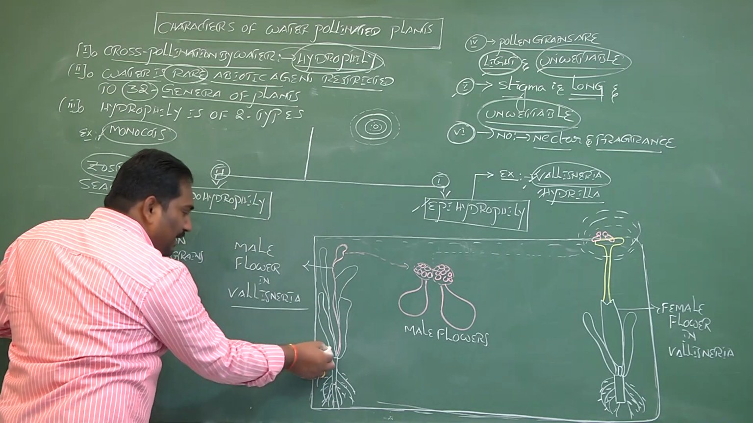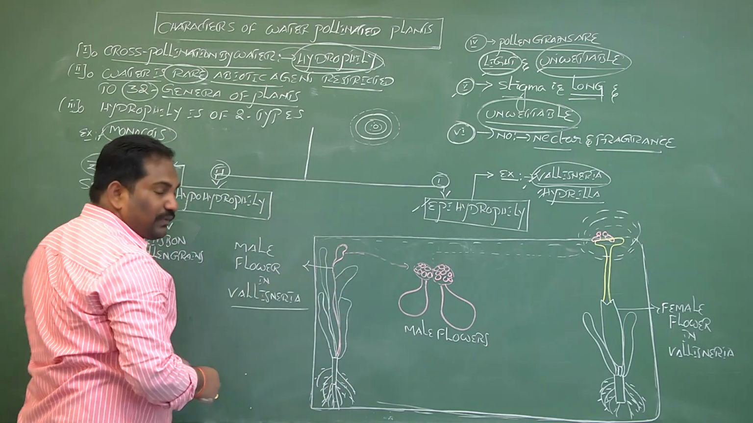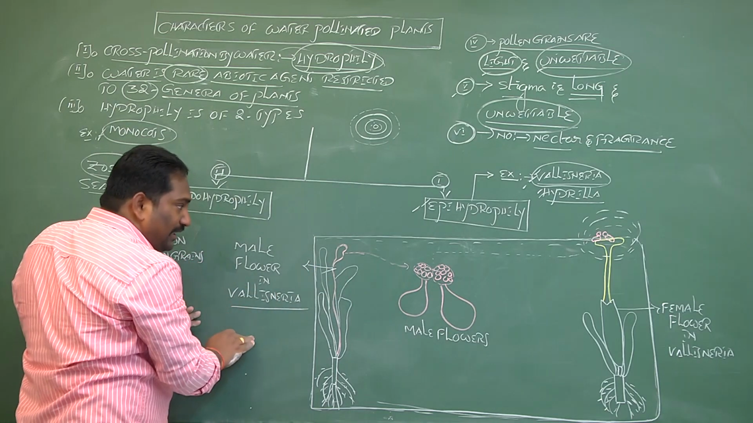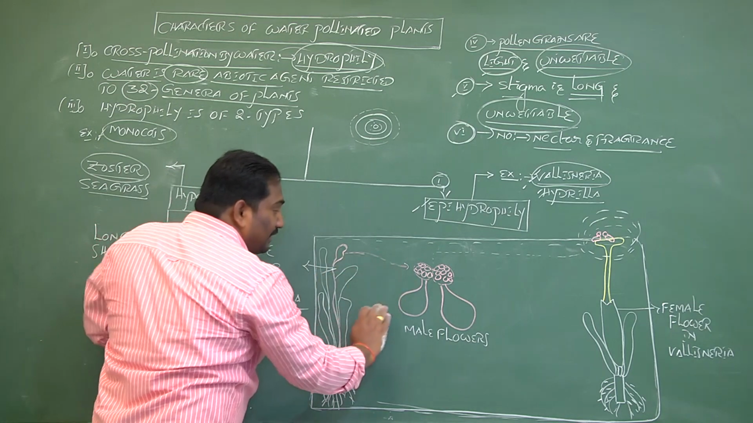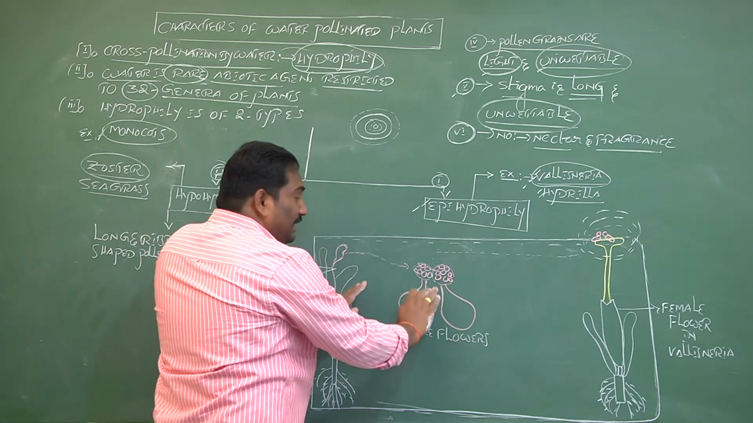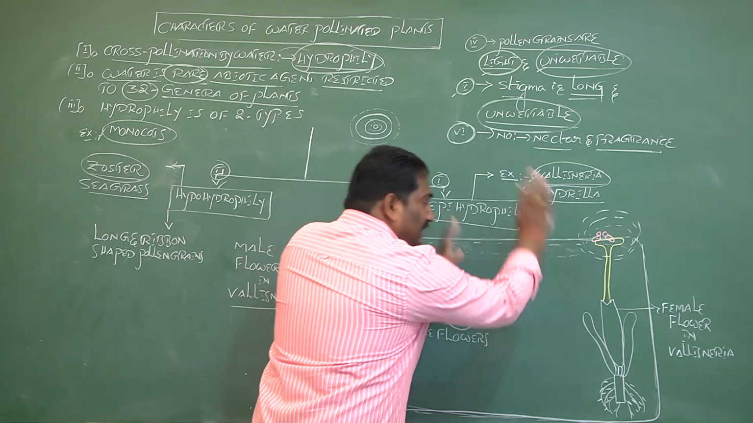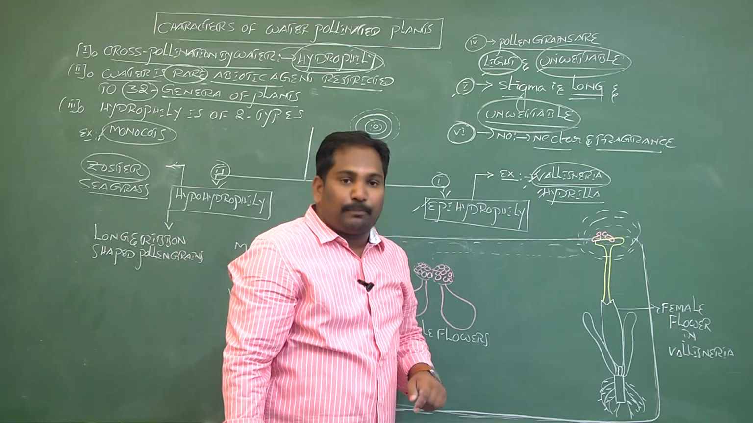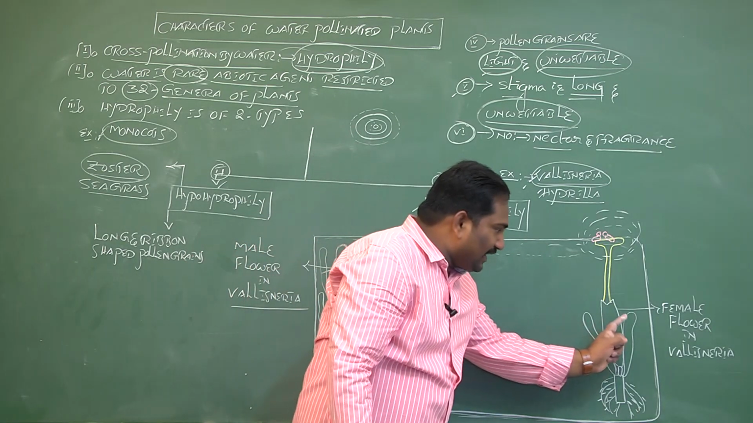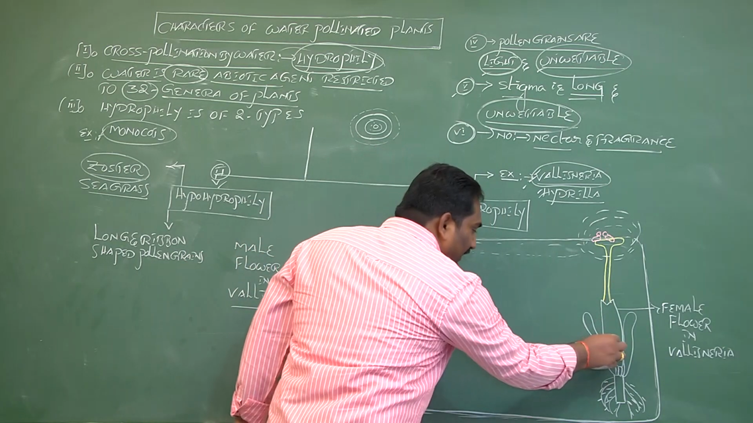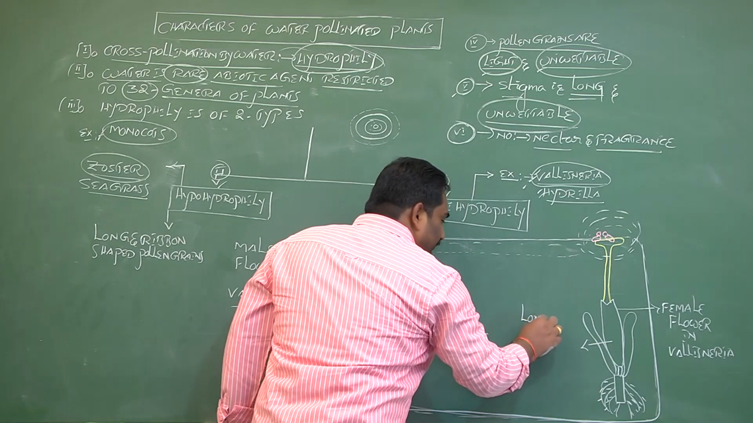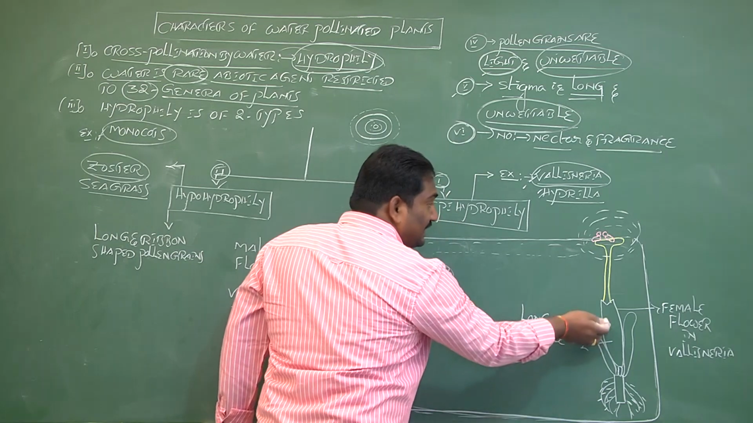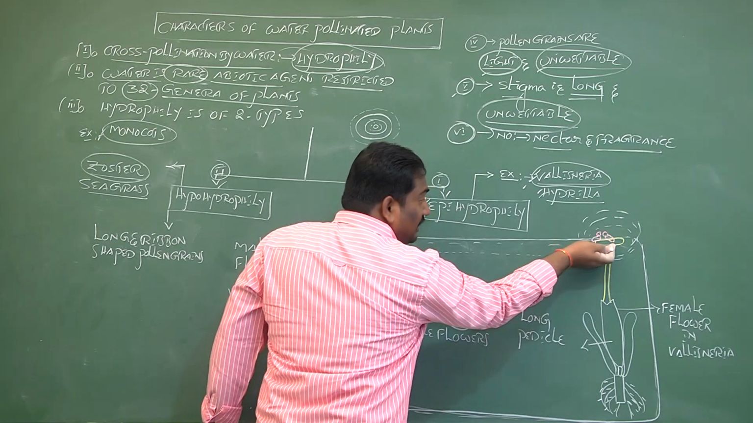Generally, this is a male Vallisneria plant having male flowers. When these male flowers are cut from the male Vallisneria plant, they passively move in the water towards the female unisexual flowers in Vallisneria. In the female Vallisneria plant, the flower has a long pedicel. Due to the presence of the long pedicel, the stigma is projected outside the water.